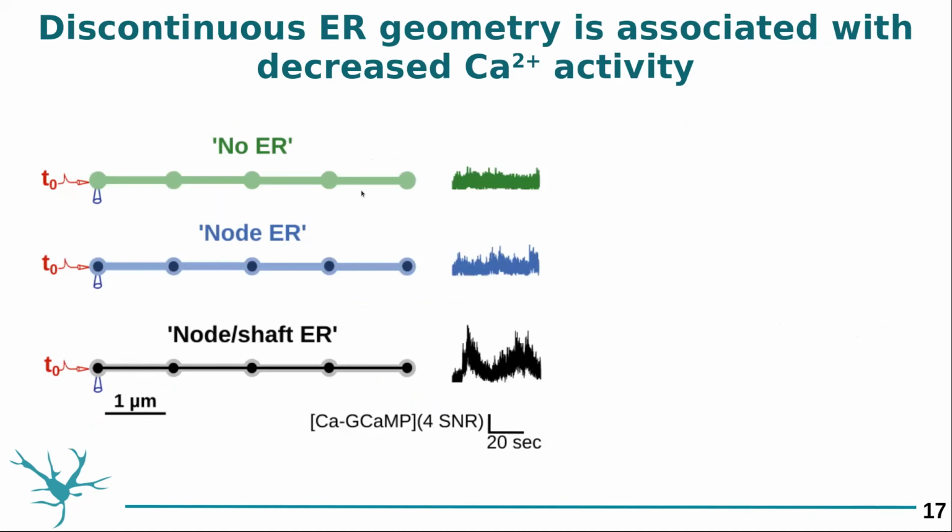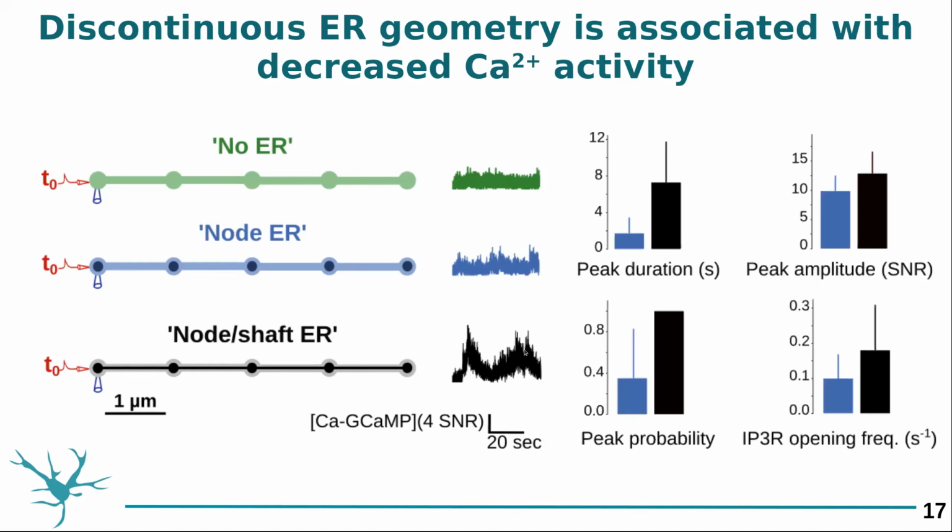And we further investigated other parameters in those fine processes that can influence local calcium activity, such as the morphology of the endoplasmic reticulum. And you can see here that if the ER is located only in the nodes, or if it has similar morphology as the processes, you will have completely different calcium activity properties, such as decreased peak duration, amplitude, and probability, which is actually due to a decreased frequency of IP3R opening.